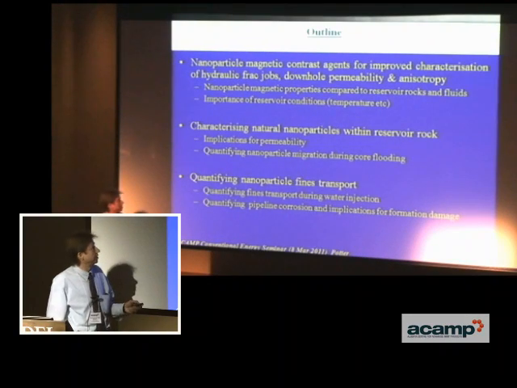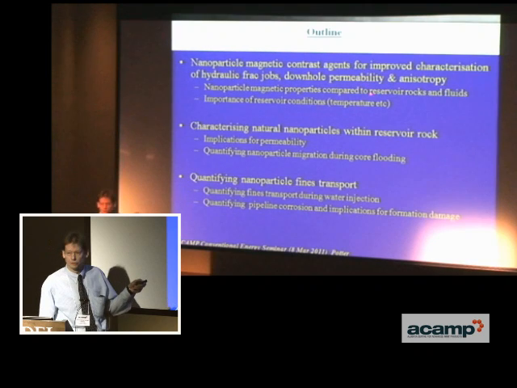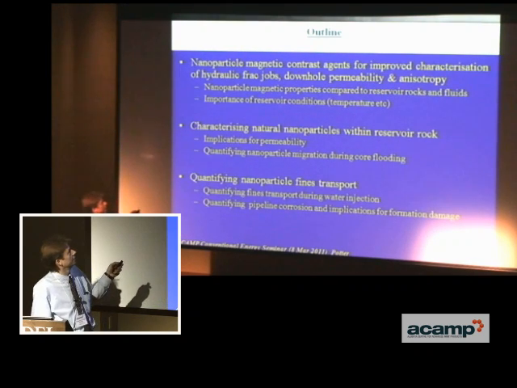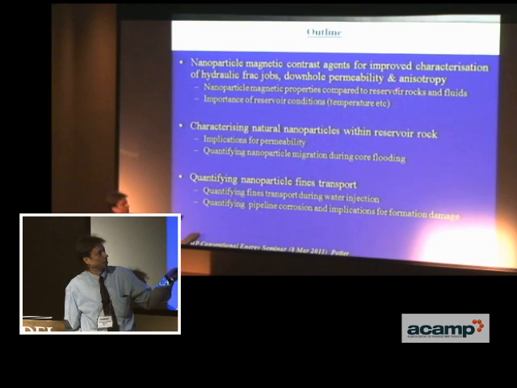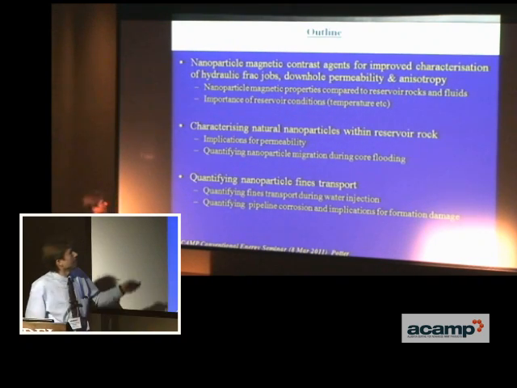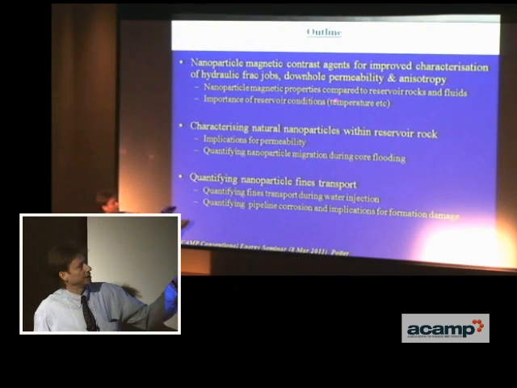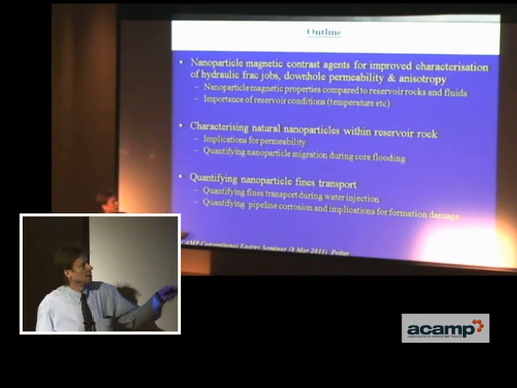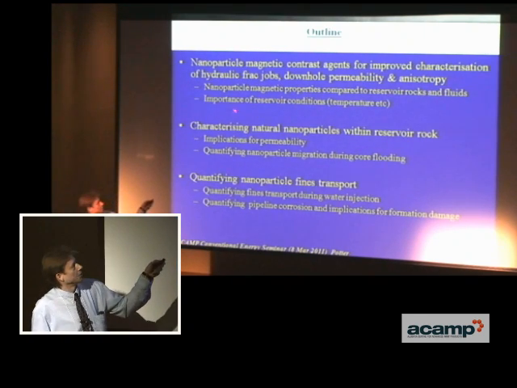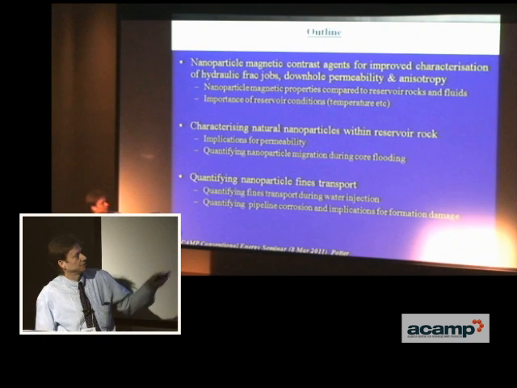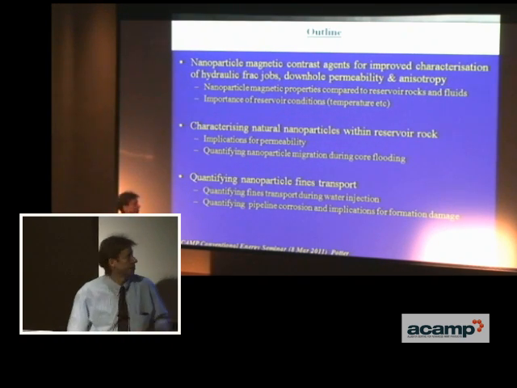I'm going to start off by talking about magnetic contrast agents for improved characterization of hydraulic frac jobs and also for downhole permeability and its anisotropy. In particular, looking at the properties of these particles compared to the intrinsic properties of the reservoir rocks and fluids, and also the importance of taking account of the reservoir conditions, in particular the reservoir temperatures.